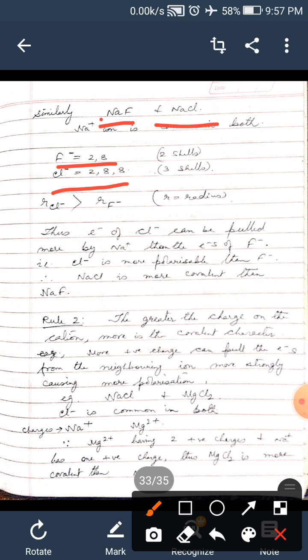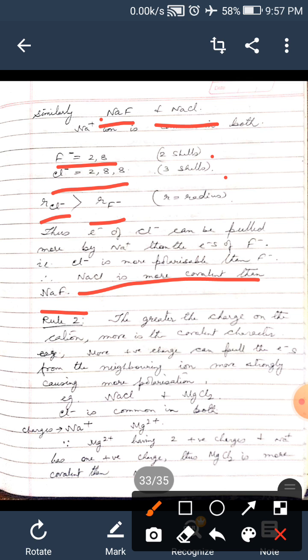So fluoride is having 2 shells and chloride is having 3 shells. So definitely the radius of chloride will be more than the radius of fluoride. Therefore, the nucleus of chloride is much farther away from the outermost shell compared to fluoride. So which electrons can be pulled easily? The electrons of chloride can be pulled easily by the sodium ion, causing more polarization. Hence, sodium chloride is more covalent than sodium fluoride.